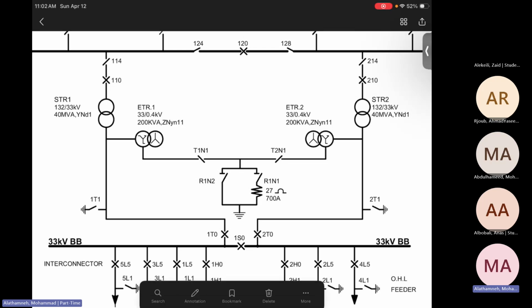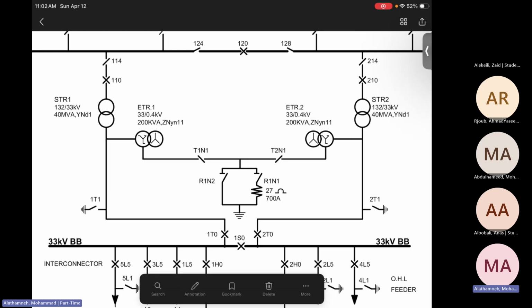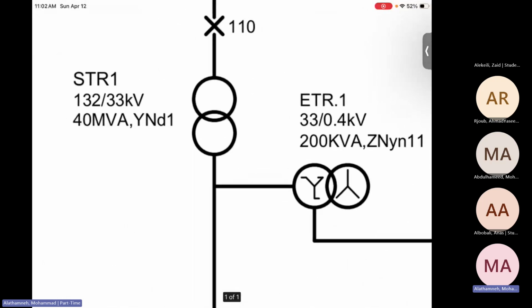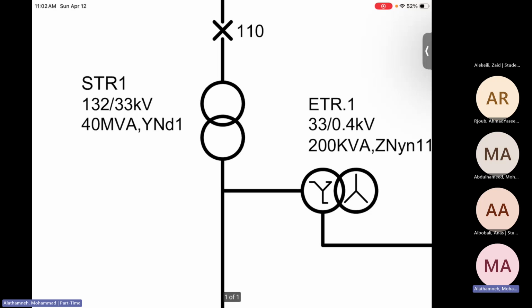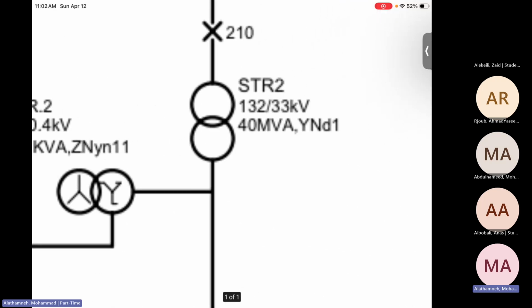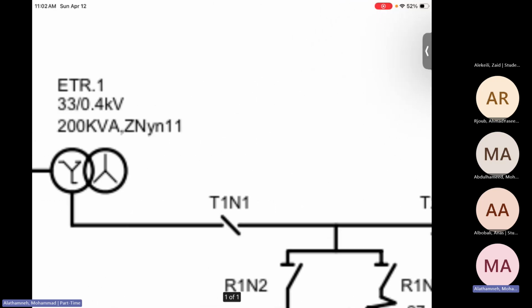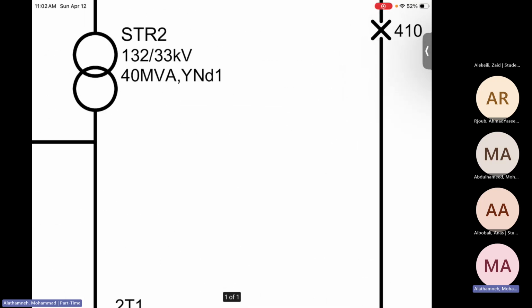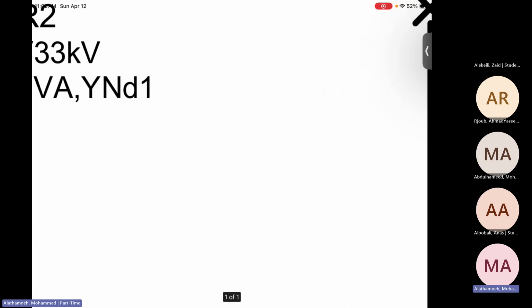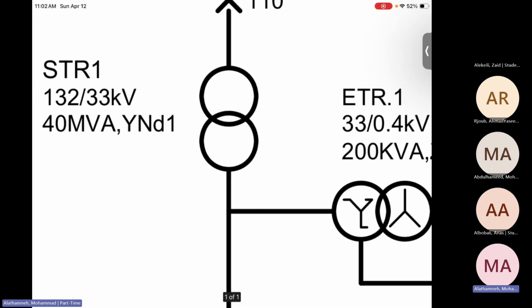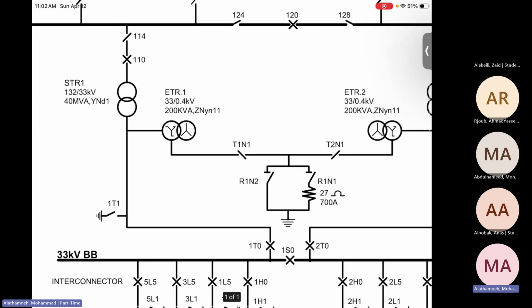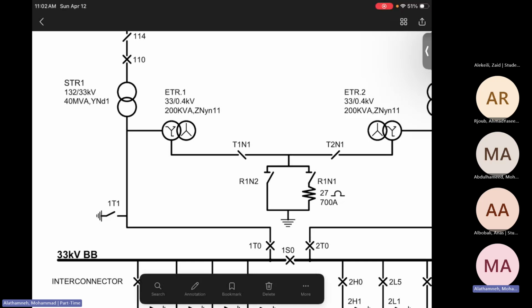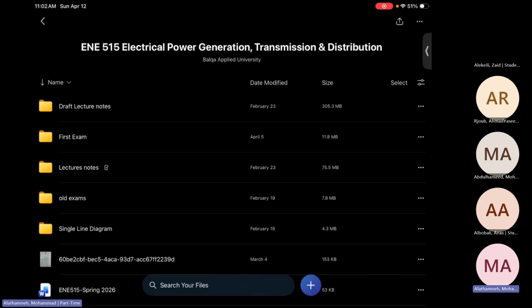Then when we look at it, those are in parallel, and we cannot put any transformer in parallel without taking into consideration that they must share the same voltage, 132 to 33 kilovolts. They must share the same rating, 40 megavolt ampere. They must share the same vector group, Y and D1. Y and D1 is a must. So there are some conditions for paralleling. Let's talk about them here.